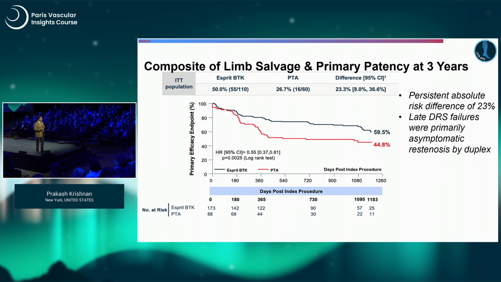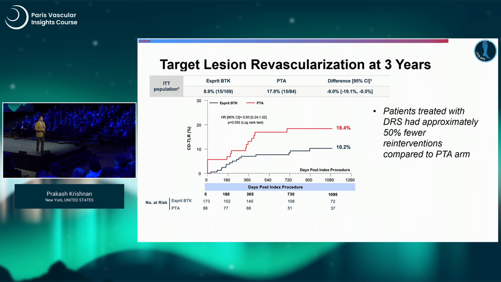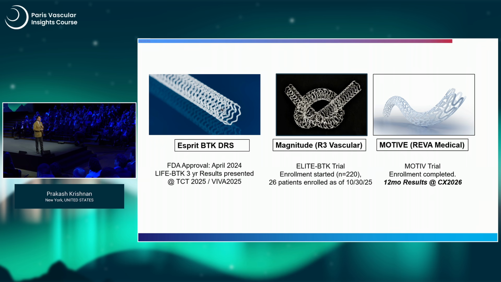The late DRS failures were primarily asymptomatic restenosis by duplex. The target lesion revascularization was also significantly decreased, and this actually led to the approval of this particular scaffold. Now, it spurred on a new era of research into these resorbable scaffolds.